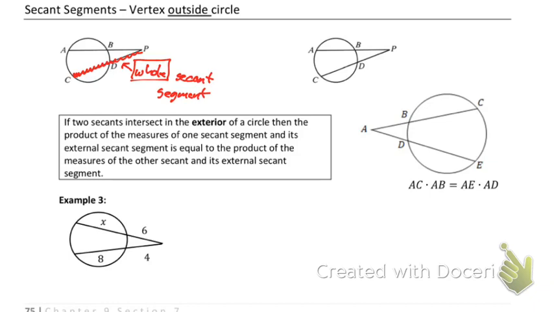The other word I'm going to use is external. When I talk about external, I'm talking about that segment that's still outside of the circle. Just the part that's outside the circle. This is going to be our external segment.